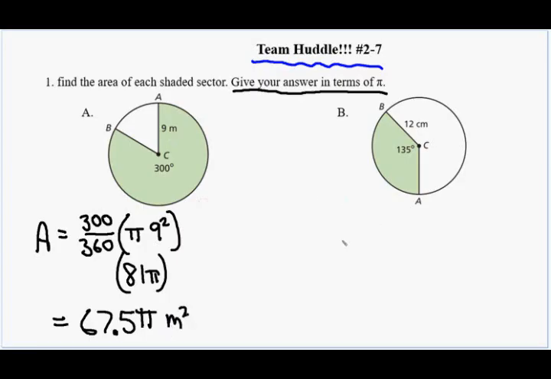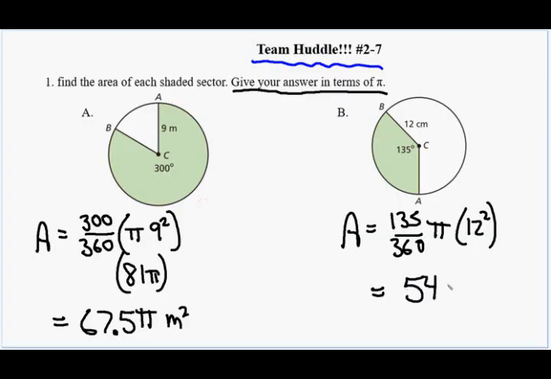All right, letter B looks about the same, but now our fraction is 135 over 360 pi times 12 squared. So that'd be 144 pi times our fraction. That should turn out to be 54 pi. Our units are centimeters squared.